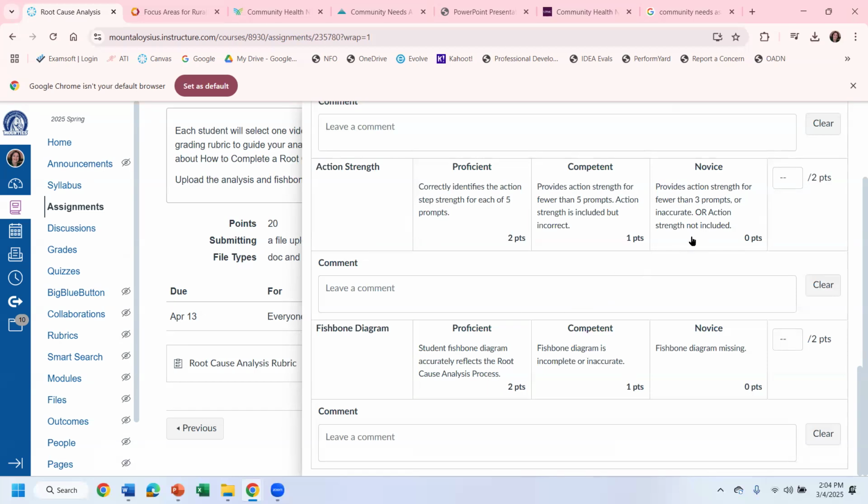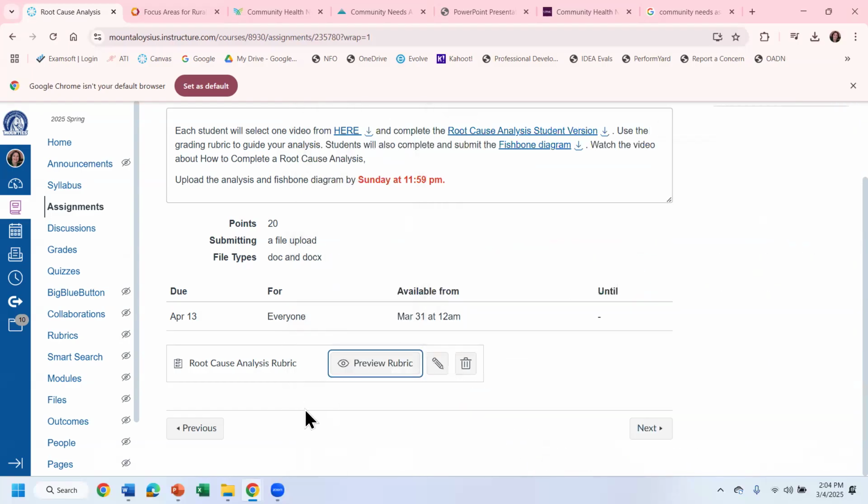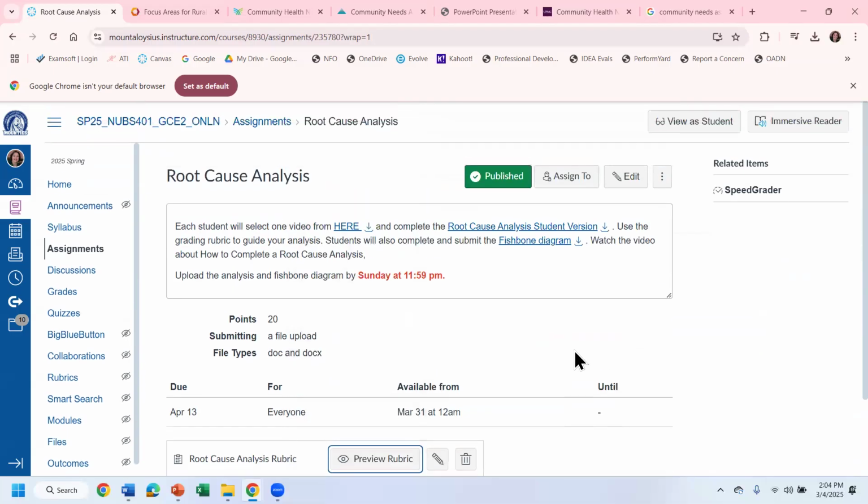So I hope that helps you understand this root cause analysis. You may be involved in a root cause analysis sometime in your career, and now you'll have at least a basic knowledge of this process. If you have any questions, I would be happy to answer them, and I look forward to your submissions.